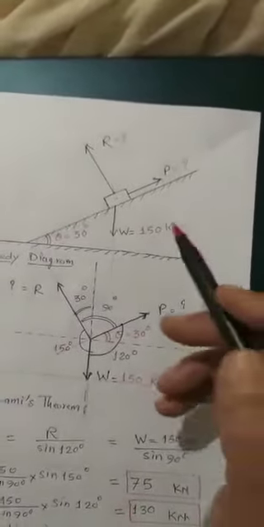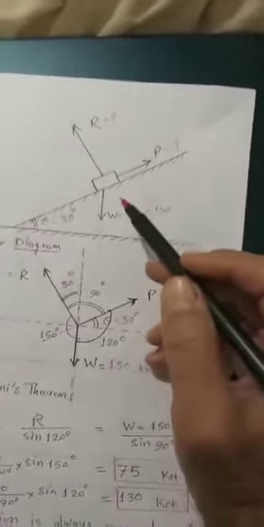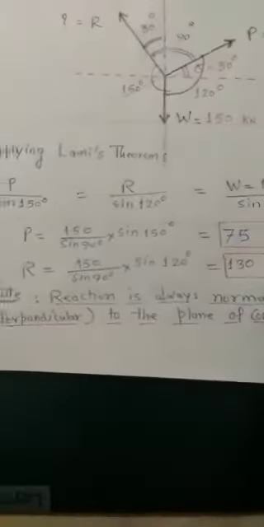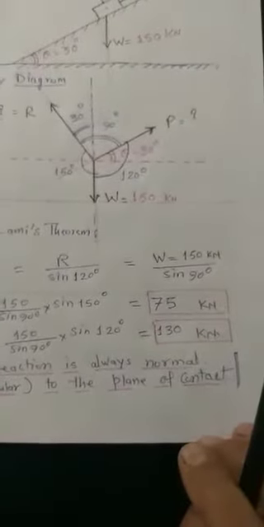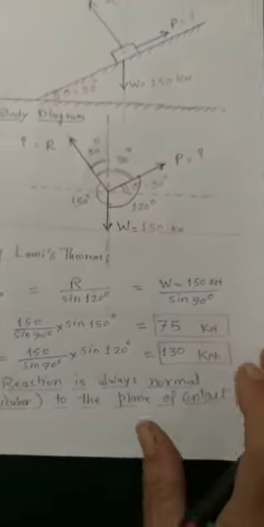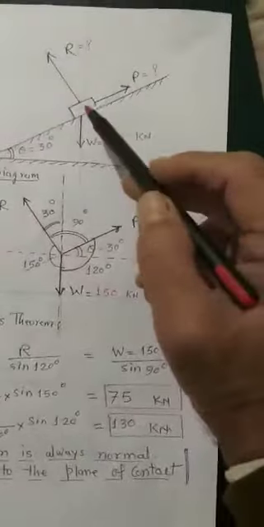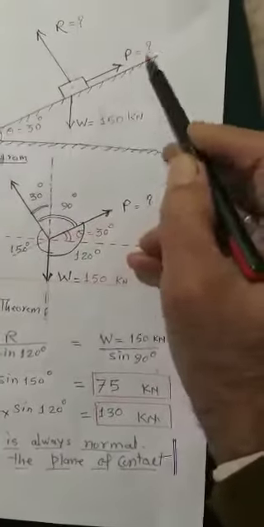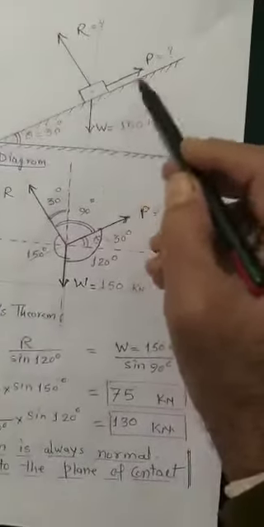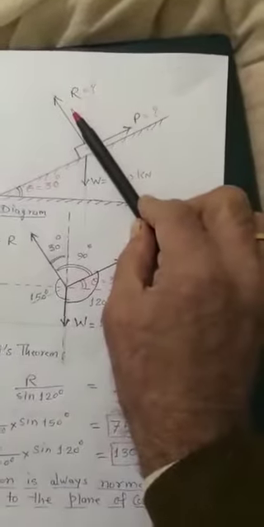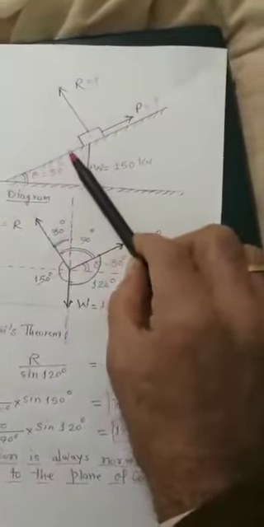One important thing: when we are talking about the reaction, you always take note of that. I have already mentioned it over here in the last two lines. The reaction is always normal, that is perpendicular to the plane of contact. I will repeat. When I am talking about this reaction, it is always perpendicular to this line of contact. This is the line of contact, so the perpendicular axis will be like this. The reaction will always be perpendicular or normal to the plane of contact.